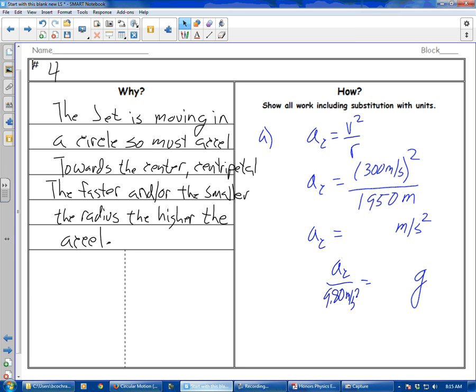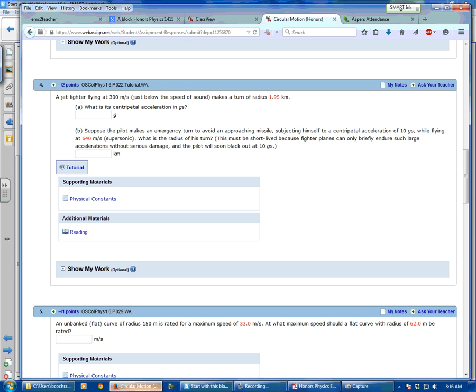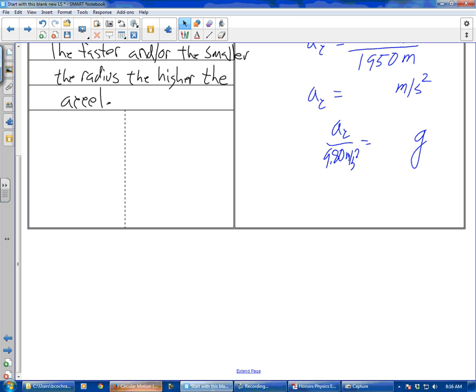Then, moving on to part B, most pilots make it. So now he's got 10 G's while flying at this. What was the radius of his turn? So, same approach, just different parts of it now.